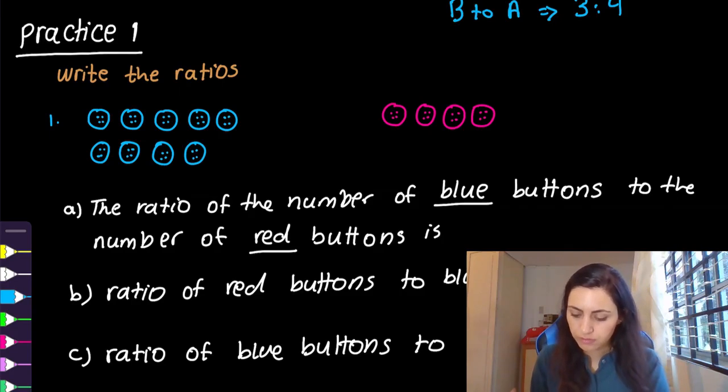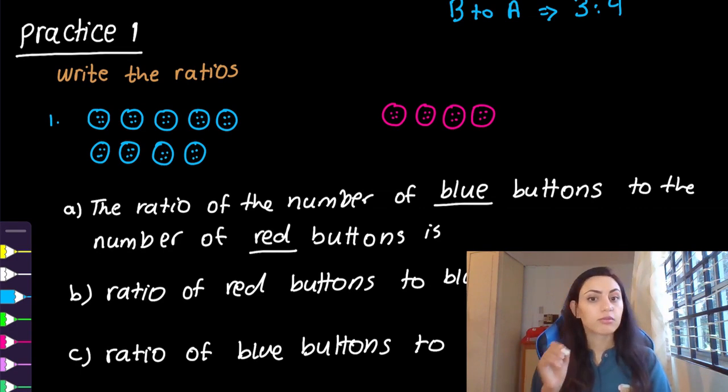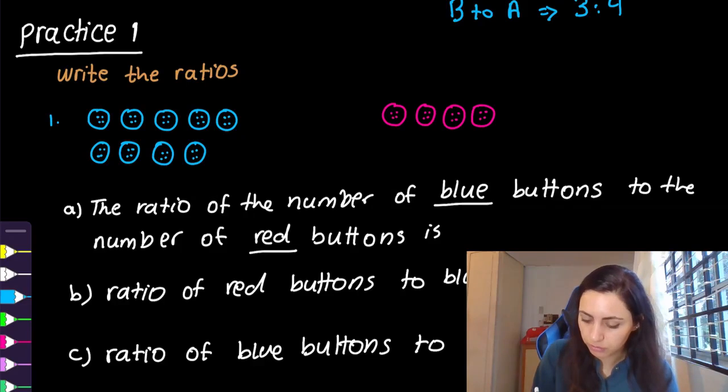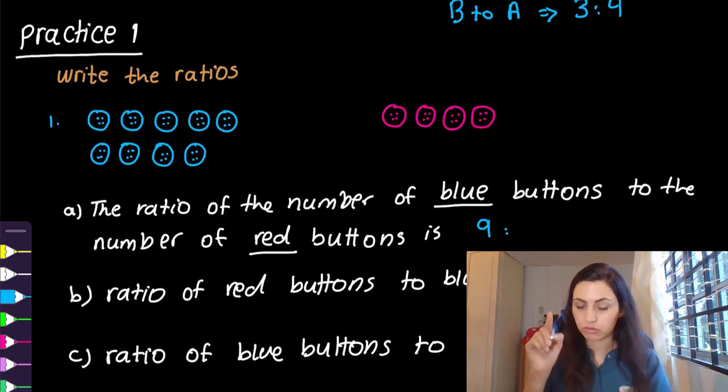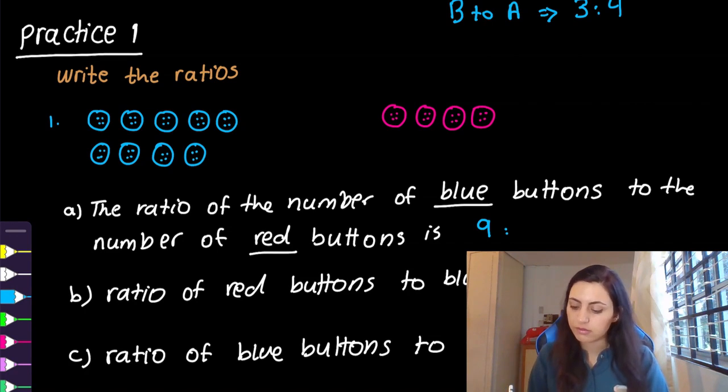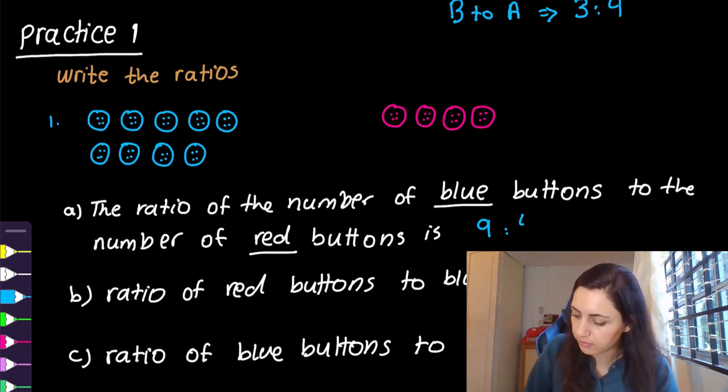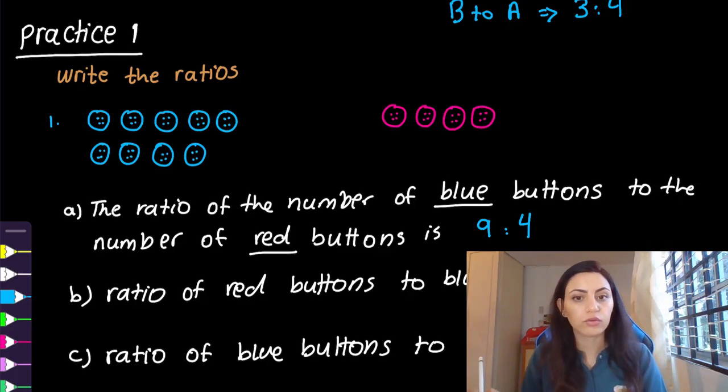Write the ratios. You see some blue buttons and some red buttons. Part A, the ratio of the number of blue buttons to the number of red buttons. First we said blue, so we count 1, 2, 3, 4, 5, 6, 7, 8, 9. So we have 9 blue buttons. We write 9 first. We put the 2 dots. And then it says to the red buttons. Red buttons we have 4. So it's 9 to 4.